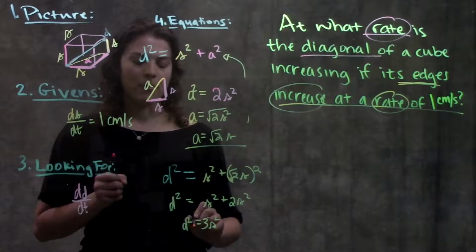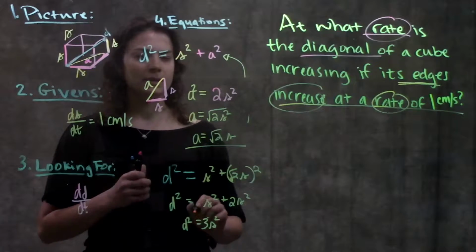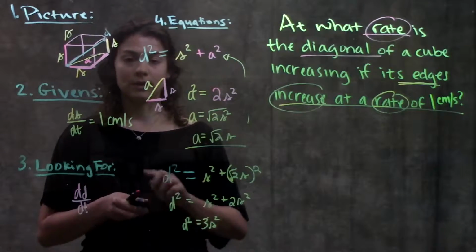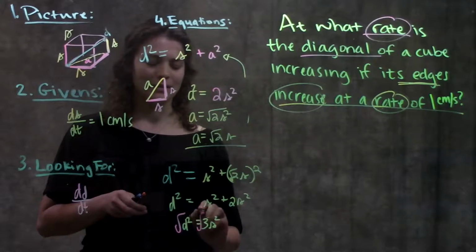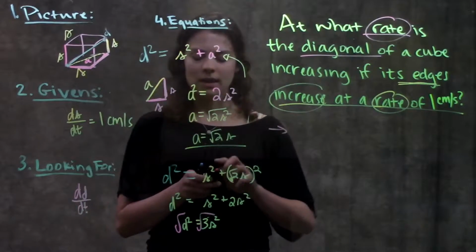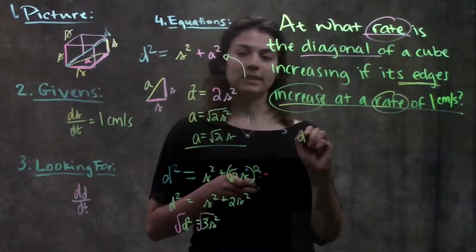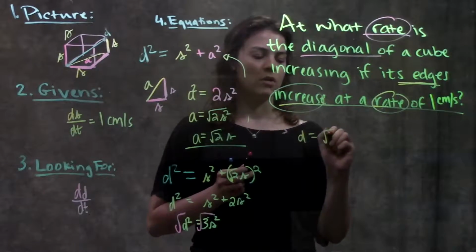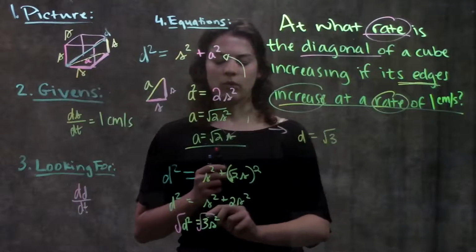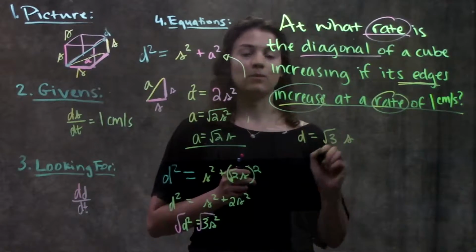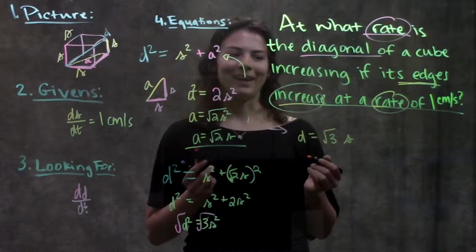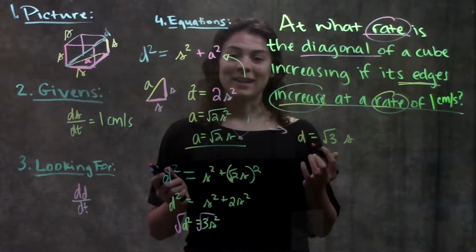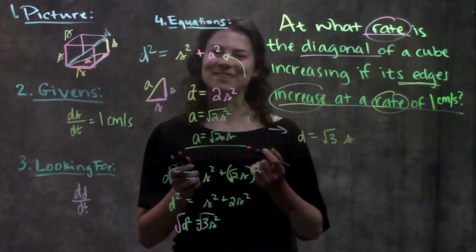All right, so remember, we're looking for dD/dt. But before we take the derivative of this, let's go ahead and simplify it a little bit and take the square root of both sides. When you do that, now the equation becomes, on the left, you just have D, and on the right, you have root 3 times the square root of S squared, which just leaves me with S. Okay, 6 minutes in, and we haven't even done calculus. Let's go ahead and do some calculus.